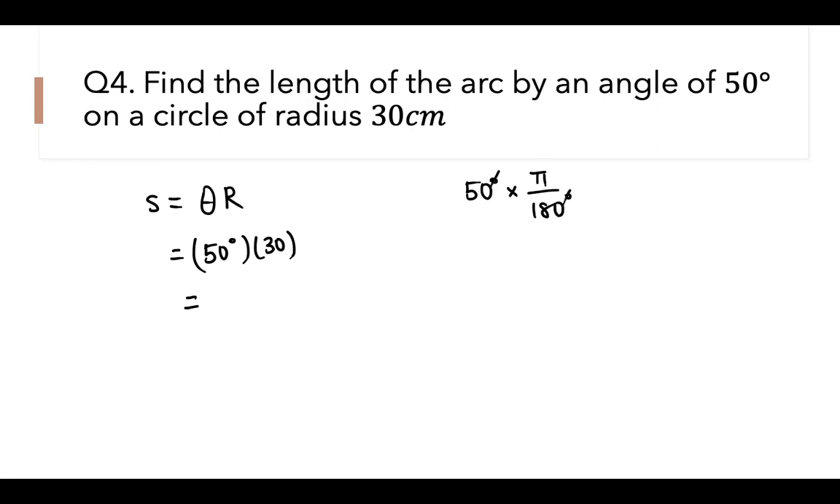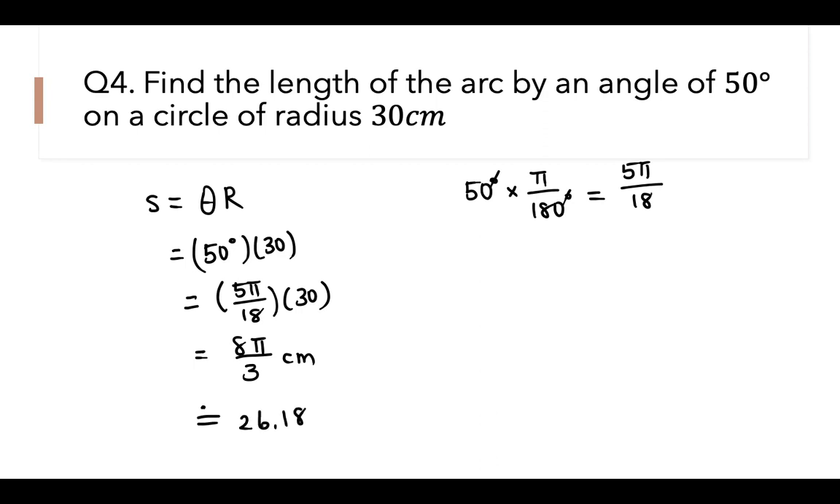So degree cancels, and I reduce it. It's going to be 5 pi over 18. So 5 pi over 18 times 30. So it's going to be 8 pi over 3 centimeter, which is approximately 26.18 centimeter. So that is the arc length represented by an angle of 50 degrees.